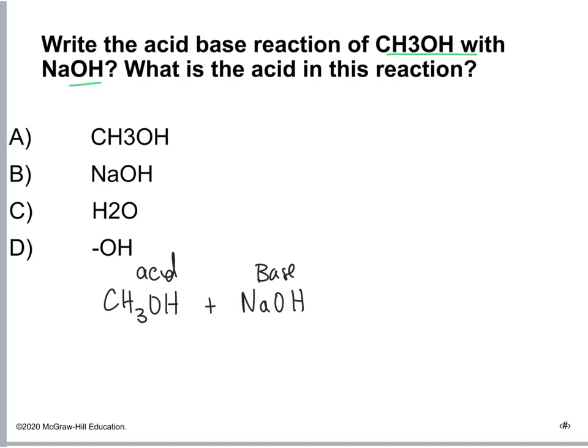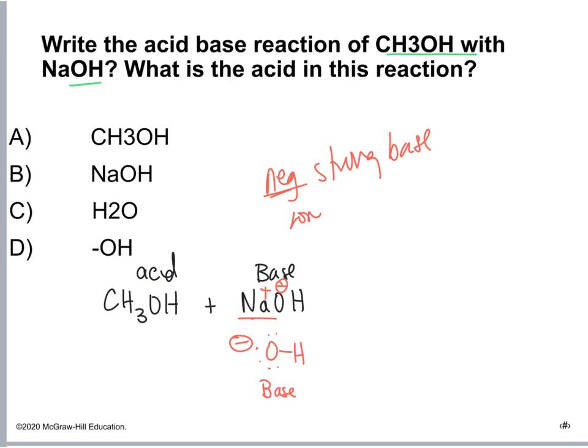Let me tell you how you know that. Whenever you see any of these metals, that's a plus, that's a negative. Go ahead and draw your Lewis structures, and that shows you that that's your base. Anytime you have a negative charge, that's going to be a strong base. You can't get more negative than a negative charge. And lone pairs, that's a requirement for a base.